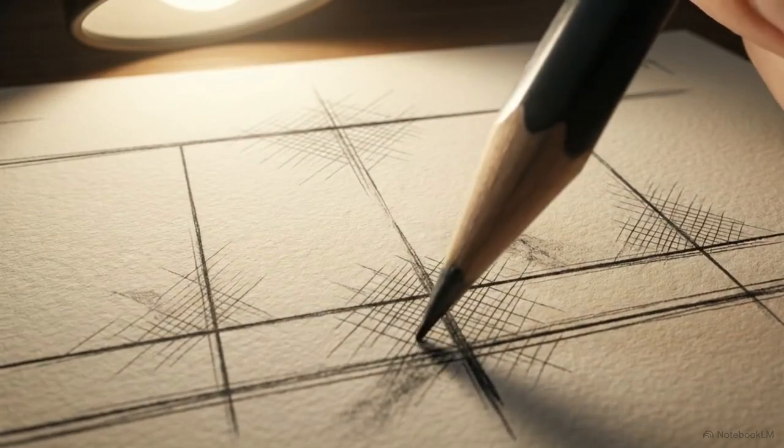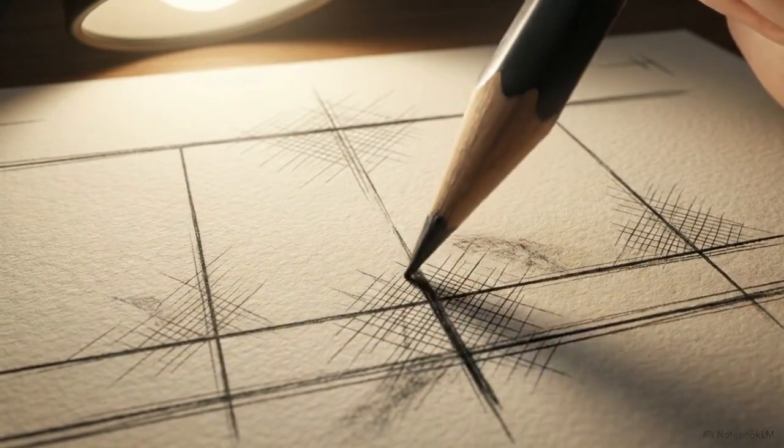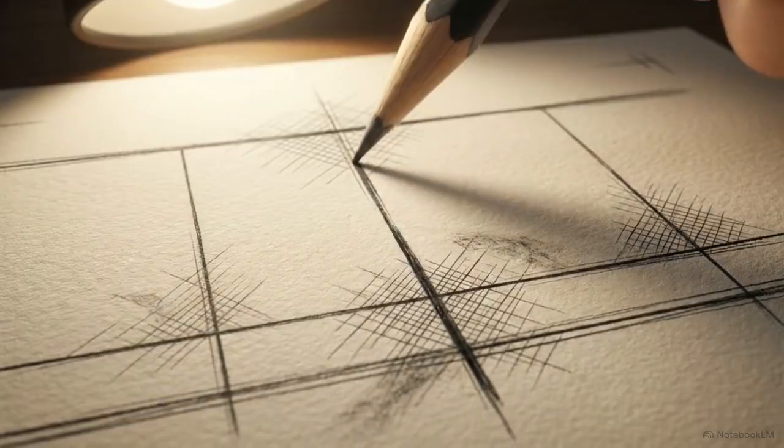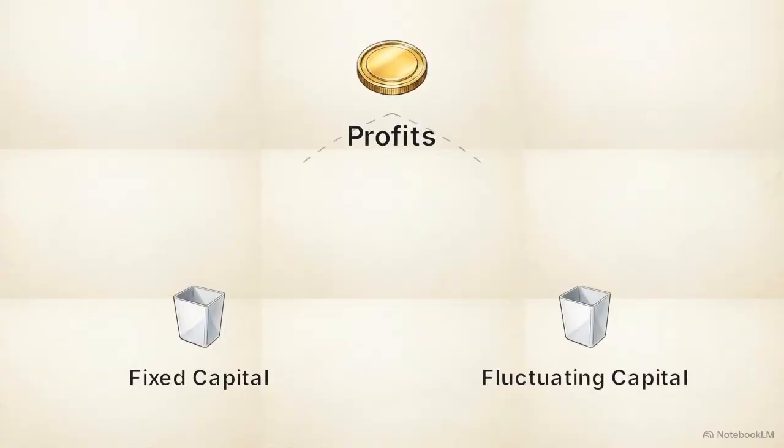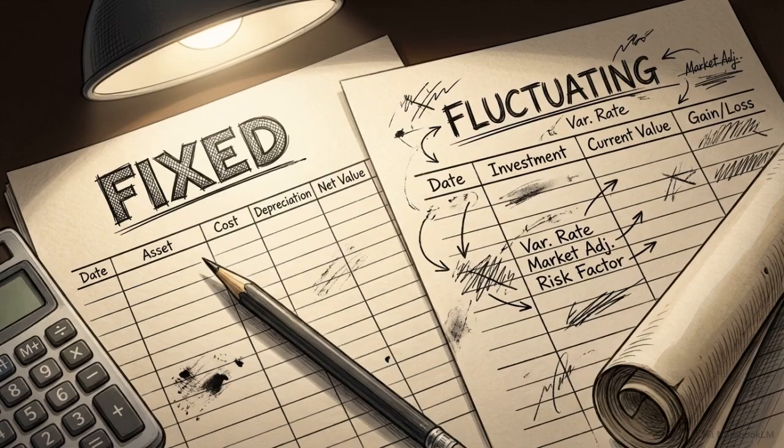In the next 6 minutes, you are going to build a perfectly balanced Class XII partnership accounting problem from scratch. By the end of this exercise, you will know exactly how to map partnership profits into both fixed and fluctuating capital accounts, and you will understand the exact mechanical differences between the two without mixing up their rules.